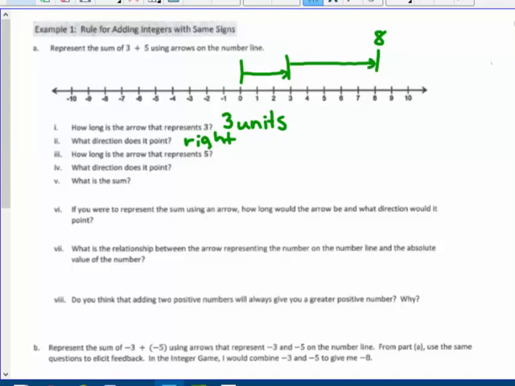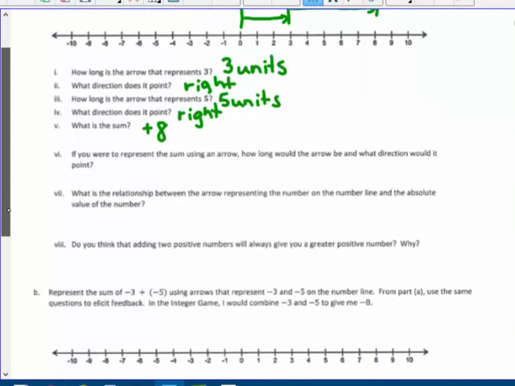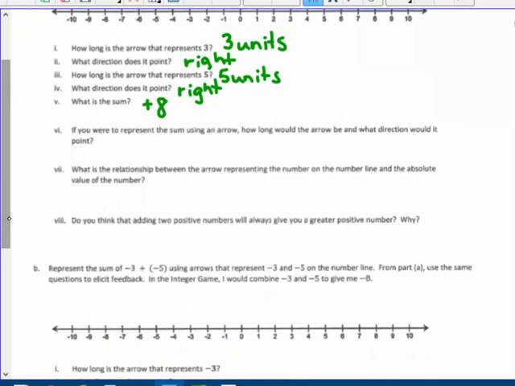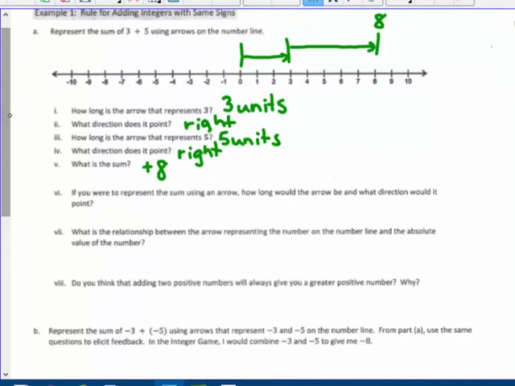How long is the arrow that represents the 5? Well, that's 5 units. And what direction does it point? Right, because it's positive. And what was the sum? Positive 8. 3 plus 5 is 8. We learned that in kindergarten and first grade. If you were to represent the sum, just the sum using an arrow, how long would it be? Well, the sum is 8. It would get all the way down there. It would be 8 units, right? And in what direction would it point? To the right, because it's positive.